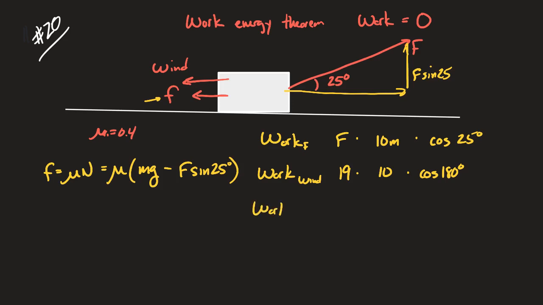The work done by friction will be 0.4 times the mass of the box, which is 18, times 10, minus F sine 25, dot 10, dot cosine 180. Ew, that's a mess. Sorry, does that say 19 times? I can't read that. 0.4 times 18 times 10.